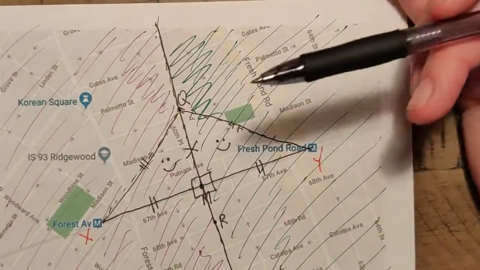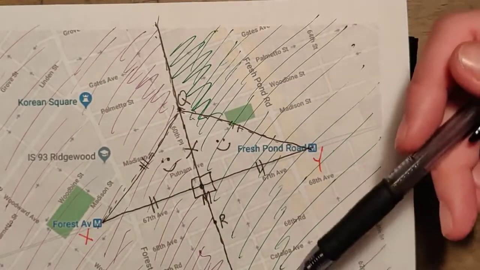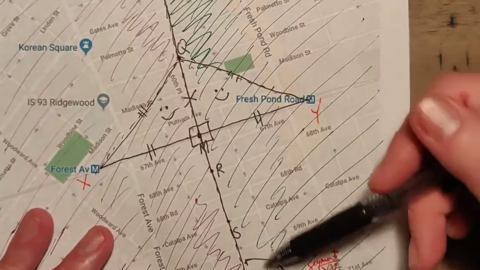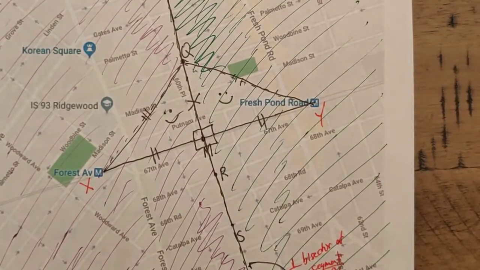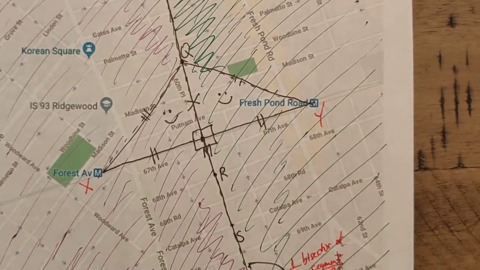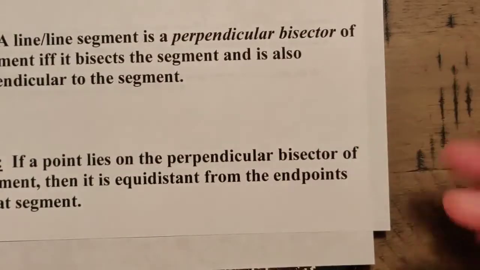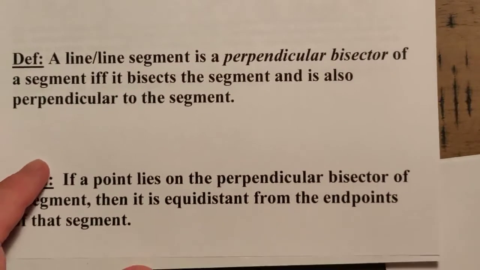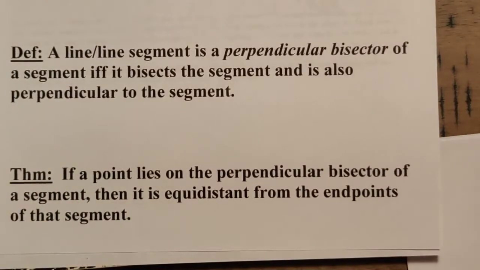And by the way, note that Q is not any specific point on this line. I could have done this exact proof with R down here, with S over here, or any other point on this line, and it would work out as well. So what we have just shown, ladies and gentlemen, is this. First off, I'm going to formalize the definition of the perpendicular bisector. A line or line segment is a perpendicular bisector of a segment if and only if it bisects the segment and is also perpendicular to the segment itself.